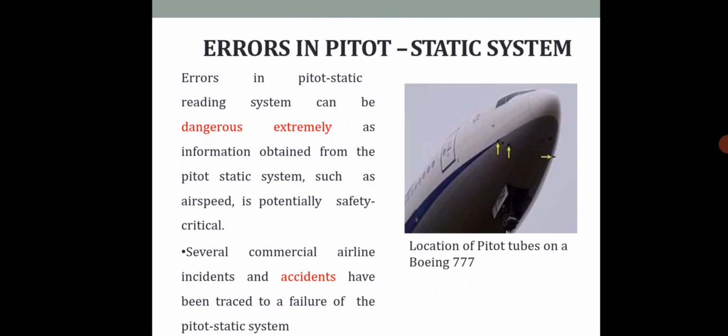What errors do we have in a Pitot static system? There are certain errors. Every system will have its own limitations, and a few errors can be spotted. Errors in the Pitot static system can be extremely dangerous, as information obtained from the system, such as airspeed, is potentially safety critical. Several commercial airline incidents and accidents have been traced to the failure of the Pitot static system. So if the system fails, there may be accidents. That is very dangerous if there is an error in the measurement.